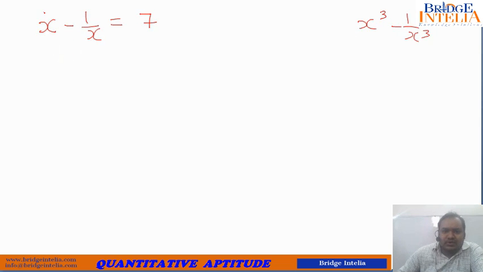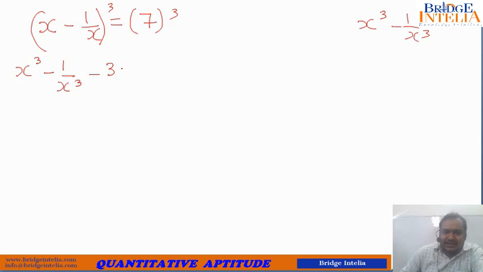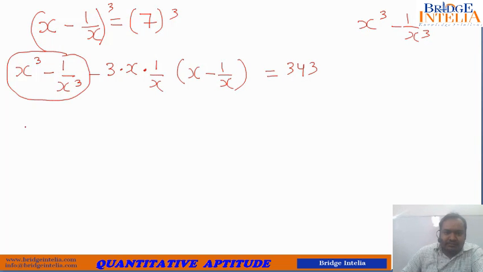So you cube both sides of this. Now see what you will get. a minus b whole cube can be written as a cube minus b cube minus 3 into a into b into a minus b. So this is equal to 343, which is 7 cube. Now this is what we have to find, so let me name this delta.